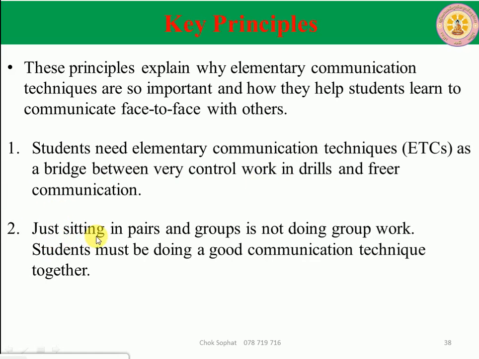Okay, just sitting in pairs and groups is not doing group work. Students must be doing good communication techniques together. So when we ask the students to work in groups or pairs, the technique that we set must give them the opportunity to practice the language together.